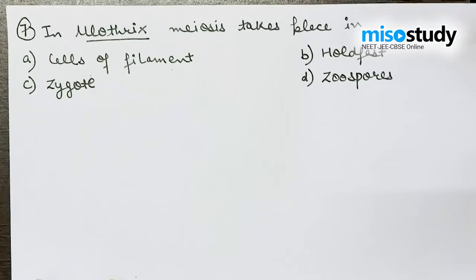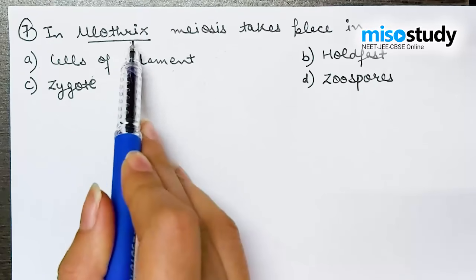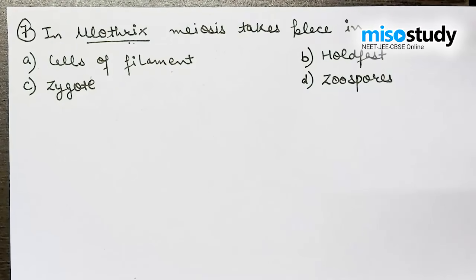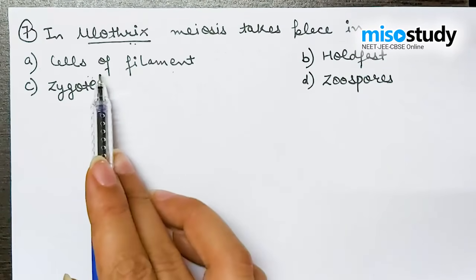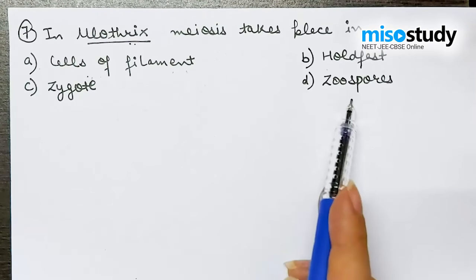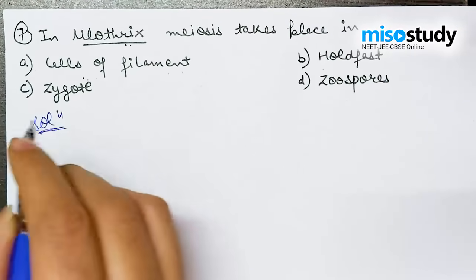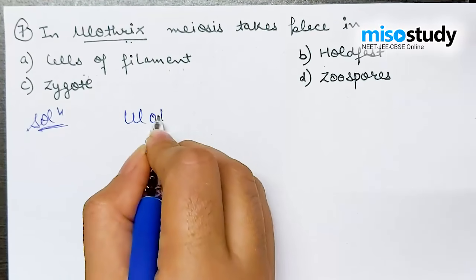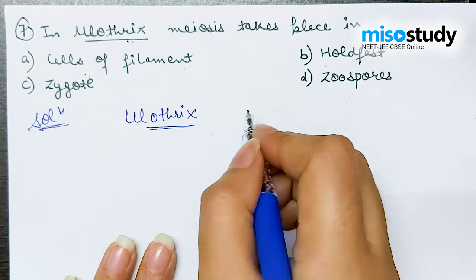So move on to the next question, about another important aspect from the plant kingdom: in Ulothrix, meiosis takes place. As we all know, Ulothrix is a plant type, as we discussed in the plant kingdom. Here our options include A, cells of filament, B, holdfast, C, zygote, and D, zoospores. So better to discuss this. First of all, we'll discuss Ulothrix.